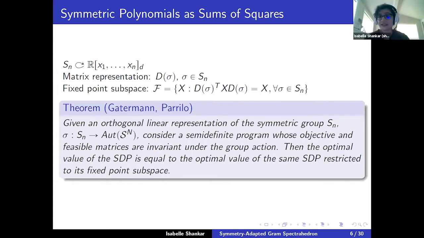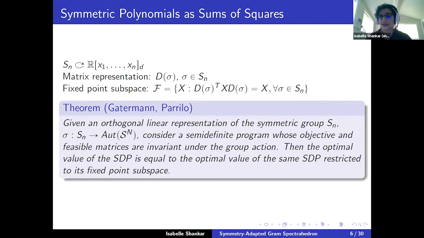Now, why am I interested in that? It turns out that if you have an invariant semi-definite program, then you can optimize over, rather than looking at the entire PSD cone, you can actually restrict to the fixed point subspace. And for symmetric polynomials, the sums of squares problem that arises is in fact an invariant SDP. So rather than searching over the entire PSD cone, I'm going to restrict to this fixed point subspace.